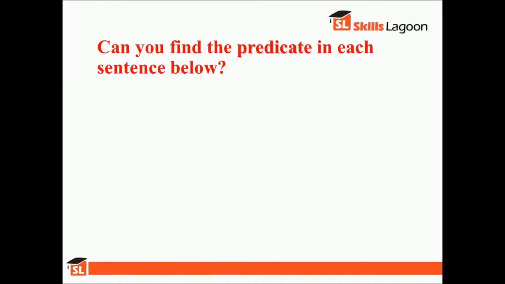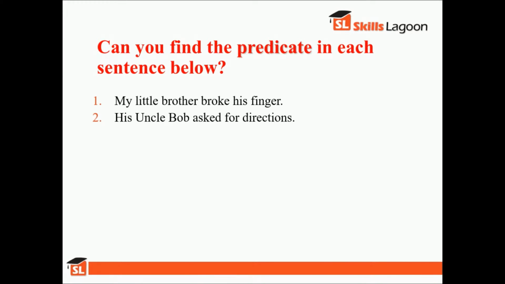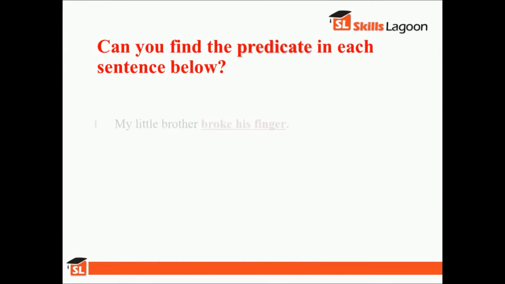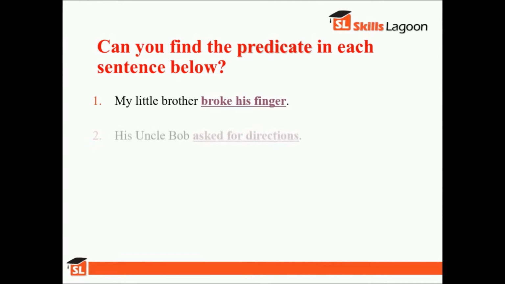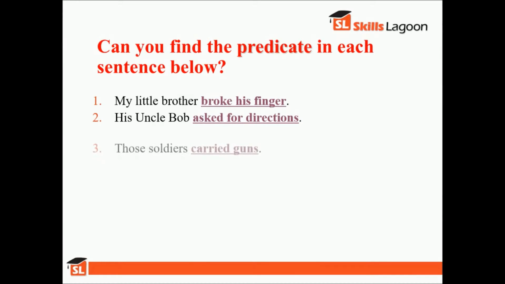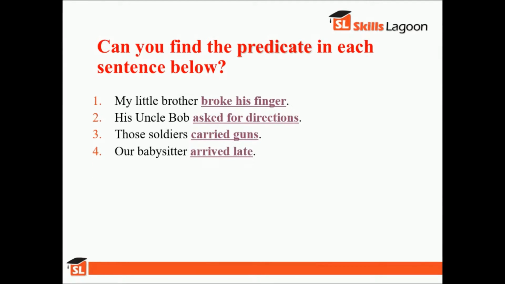Now find out the predicate from the following sentences. My little brother broke his finger. His uncle Bob asked for directions. Those soldiers carried guns. Our babysitter arrived late. So here are the answers. Broke his finger, asked for directions, carried guns and arrived late.